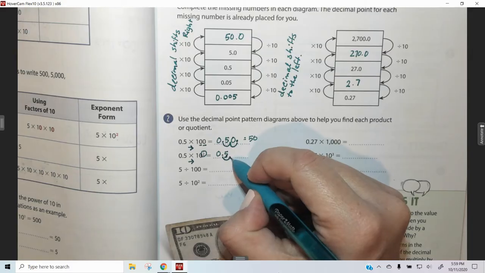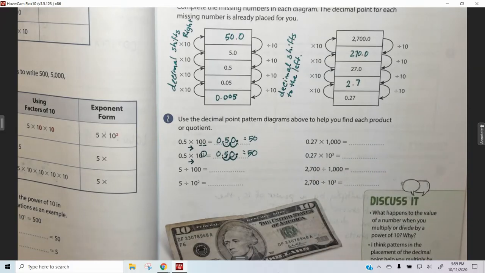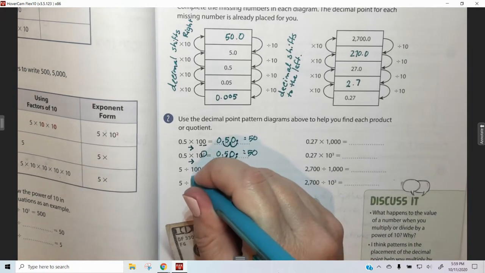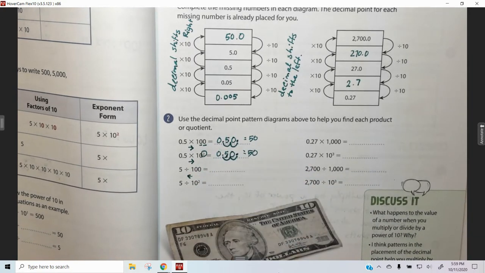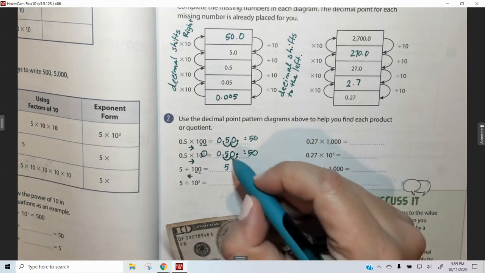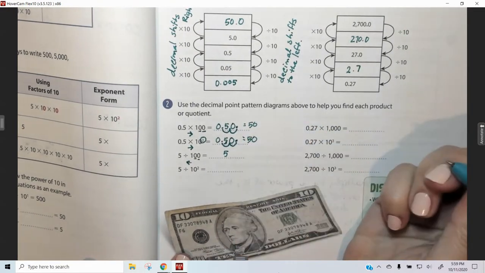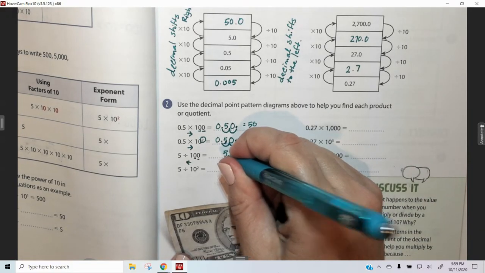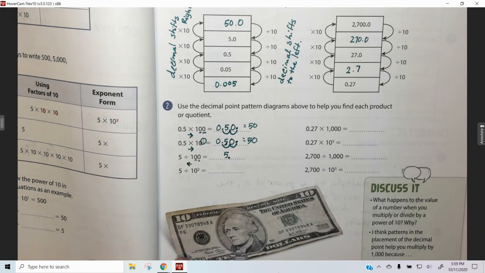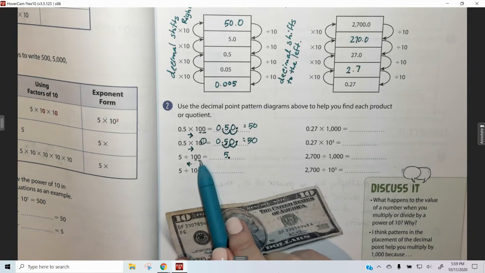So we're going to move it over 1, 2, and then put in our placeholder 0. So again, it equals 50. Now, when we divide, we move our decimal to the left. So if we start with 5, and then we have 2 zeros, since we don't have a decimal in the number 5, we know that anytime we don't see a decimal, the decimal always immediately follows the whole number. So this decimal would go right after the 5. And then we're going to shift the decimal point over 2 places because there are 2 zeros.